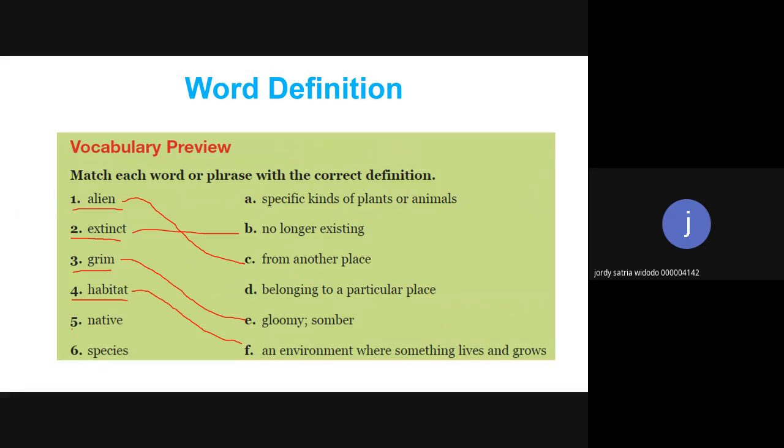And then number 5, native. What is native? Native means belonging to a particular place. So it is a native animal, meaning that the animal is only in that place, so we cannot find it in other places. That's native. All right, wait a minute. No, it's not species, but it's native. Yeah, that should be native. What about species? Of course, we need to choose A, specific kinds of plants or animals.